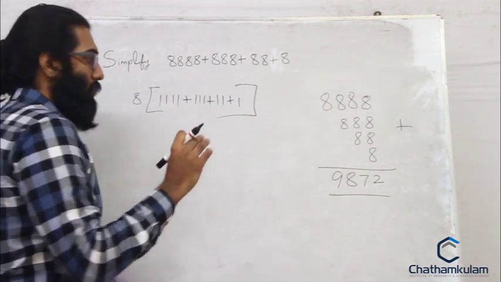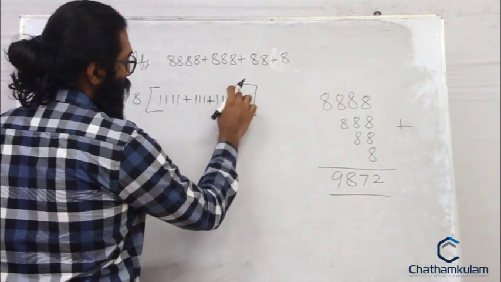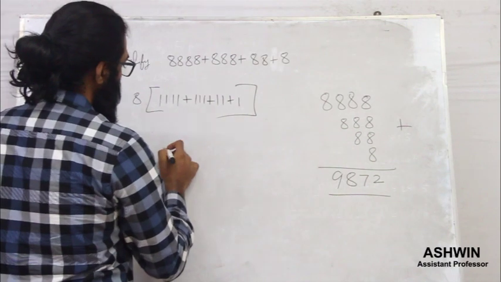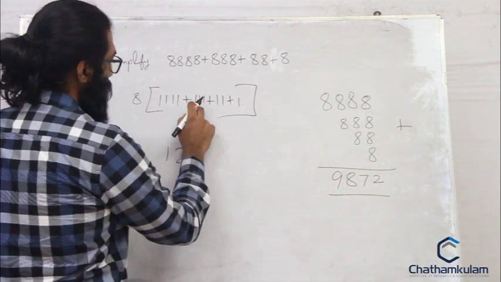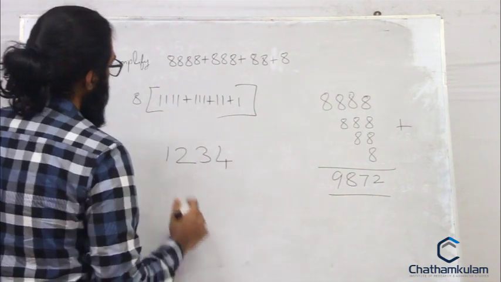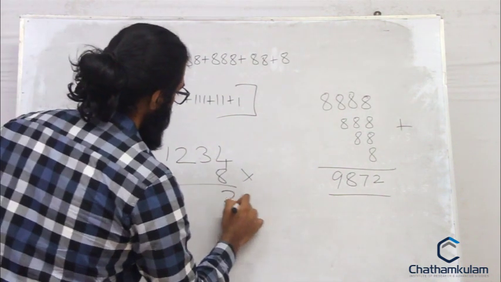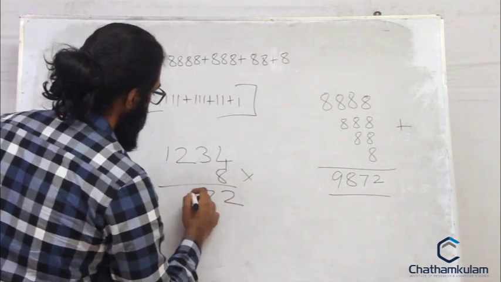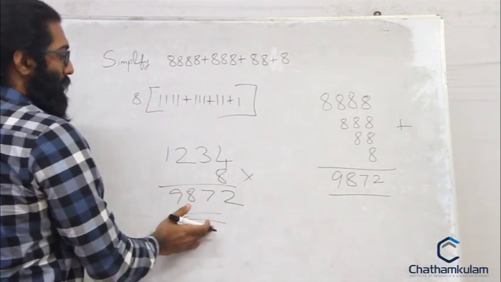So I will give you a tip. If the digits have only one 1, we write 1. For 2 ones we write 2. For 3 ones we write 3, and for 4 ones we write 4, and we multiply by 8 and we get the answer as 2789. So this is the same as this, right?